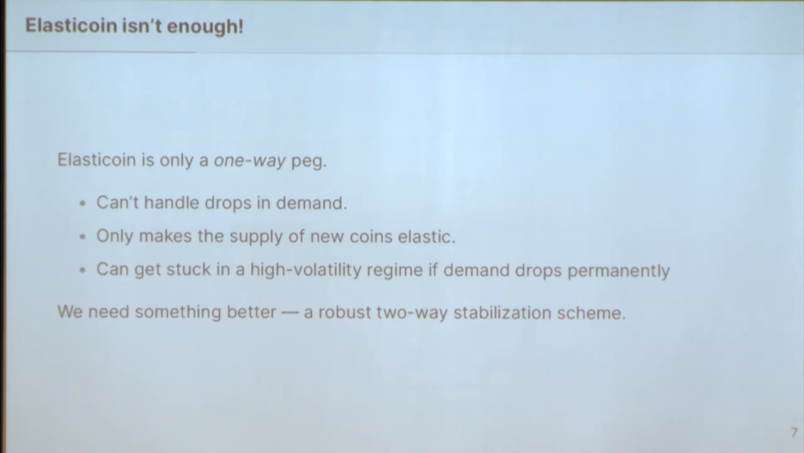So if the coin crashes to, let's say, one-tenth the cost of minting it, then this cost doesn't really matter. No one's going to mint more coins. It's going to be like any other fixed supply volatile coin, very far away from the value of one DOSC. So it can get stuck in this sort of high volatility regime if demand drops permanently. So we need something better. We need a two-way stabilization scheme that is still as decentralized.